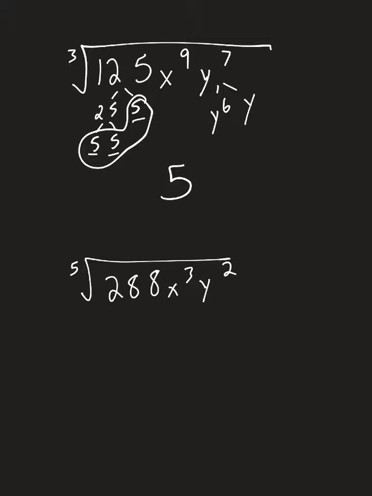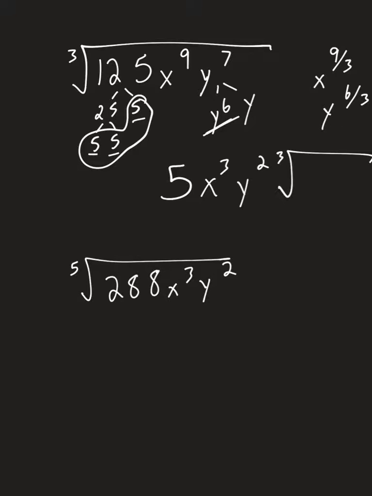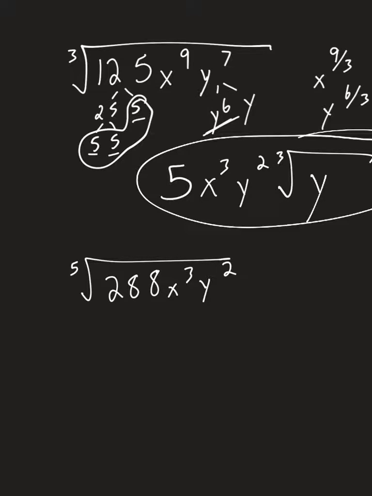The cube root of x to the 9th, so remember, that's really x to the 9th divided by 3, so that's really x to the 3rd, that goes outside as well. And then I'm taking the cube root of y to the 6th, so that's y to the 6th over 3, that's y squared. And then under the radical, the cube root symbol, are all the leftovers. So the only thing that I've got left over is that single y. So that's my solution for the first problem.